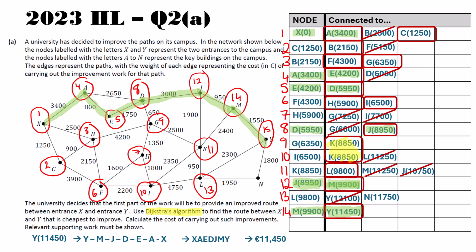So we can show the working backwards. Going from the bottom of the table up, it went Y to M, M to J, J to D, D to E, E to A, A to X. But for the actual pathway, make sure you flip it to start the other way around. So it goes X to A to E to D to J to M to Y. It is helpful to draw it on the diagram as well. And our total value for that was 11,450 because it did ask us to calculate the cost.